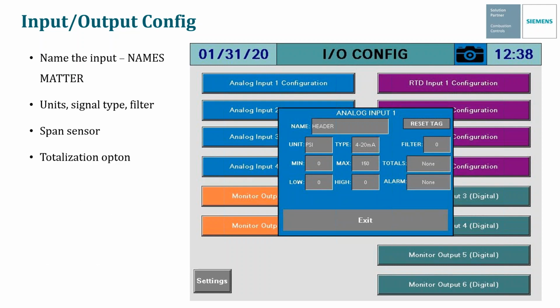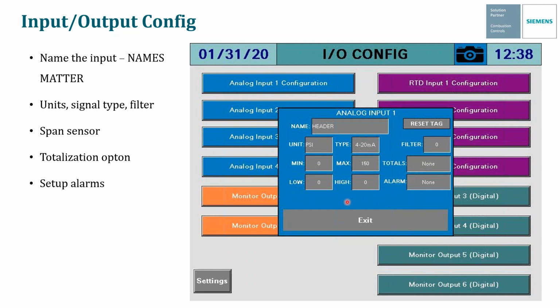If we had, let's say, a gas flow meter connected to this input, we would be able to totalize that input. So we could say we want to totalize it via minutes or via hours in the totals box here.